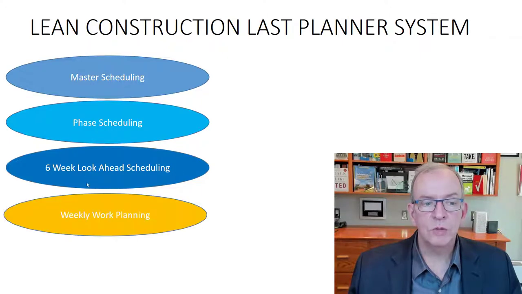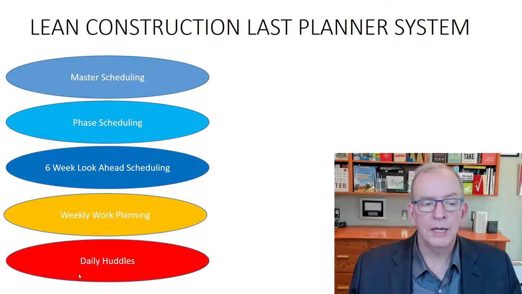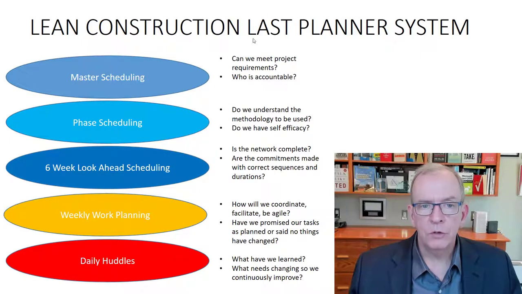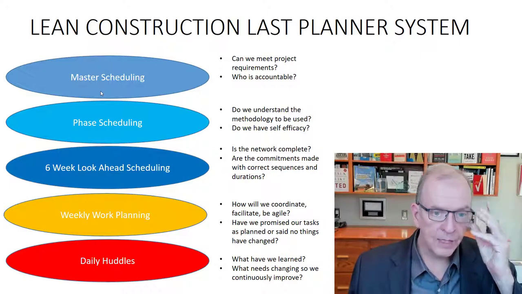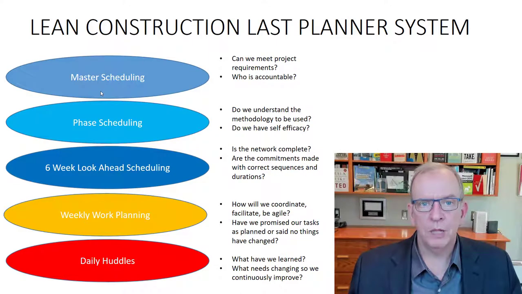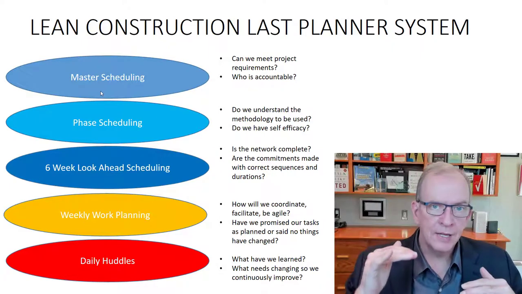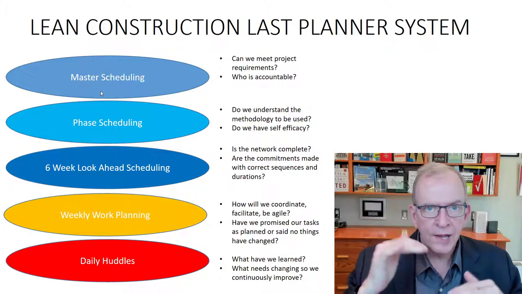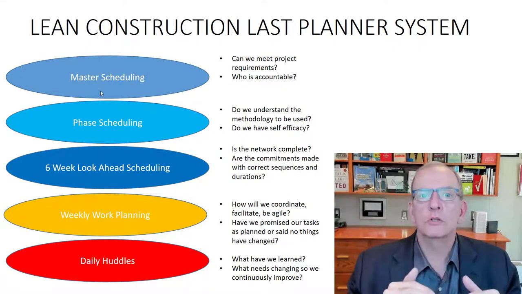Phase scheduling, 6-week look-ahead scheduling, weekly work planning, and daily huddles. So we've got multiple levels going on here. And that means that we have to really think this through. How are these multiple levels going to be instituted? Somebody that first looks at it says, well, you've just created more bureaucracy. But the reality is you've created more effective planning. You've created more engagement. You are constantly iterating the plan, but in more detail, with more confidence and more likelihood of success as you get closer to the work.